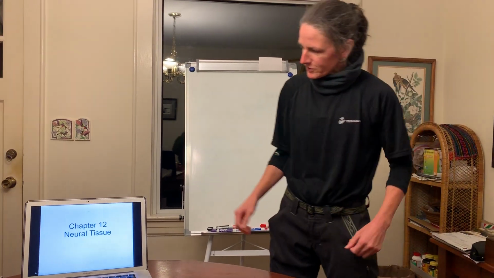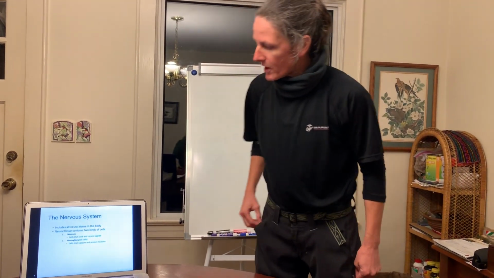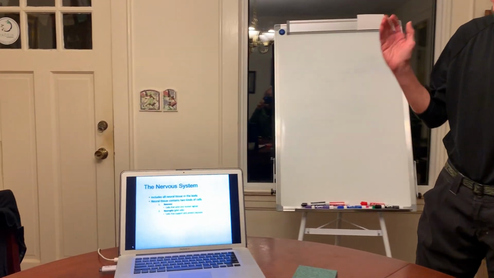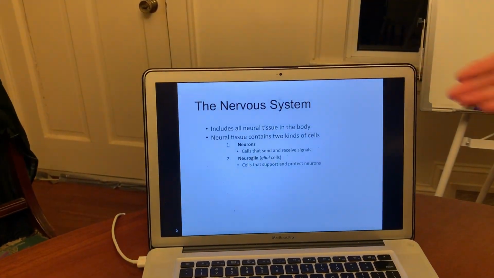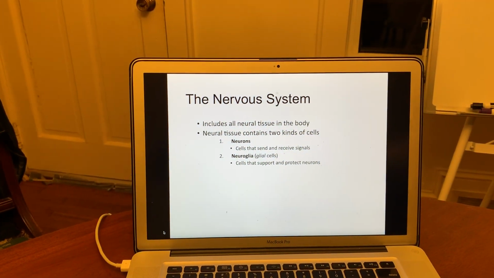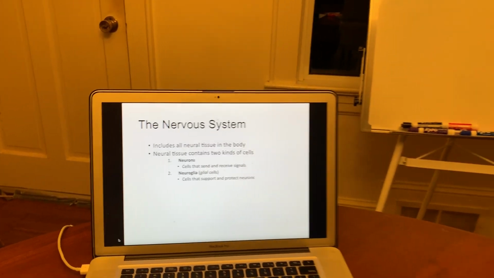All right, so tonight we're going to start talking about one of the best chapters in the whole book, the neural tissue chapter. And we're going to learn about neurons in the nervous system. And we have two types of cells that we're going to talk about, both neurons, which are the main signaling cells of the body. These are the ones that are specialized for conduction and propagation of electrical signals.